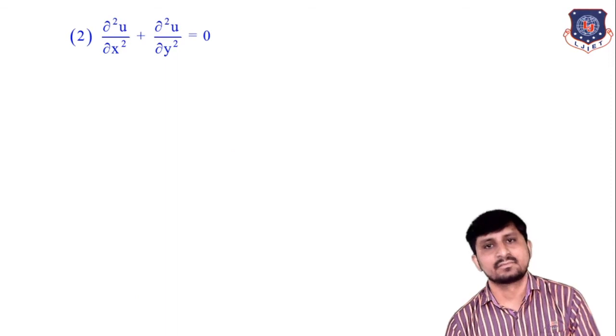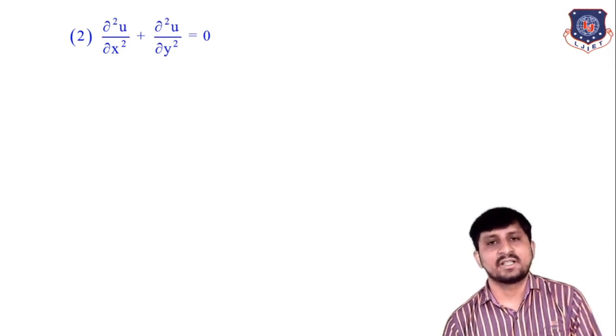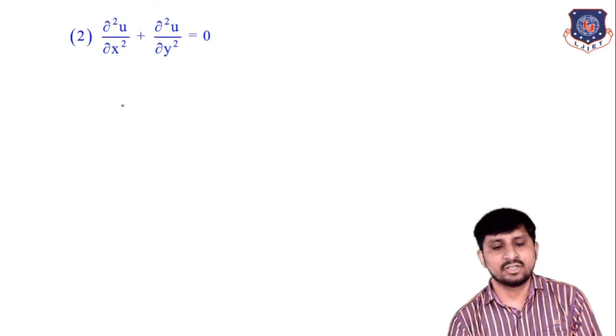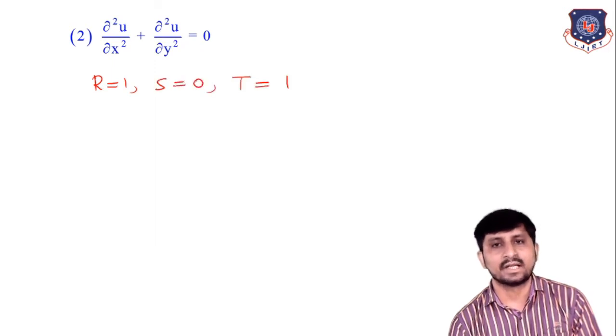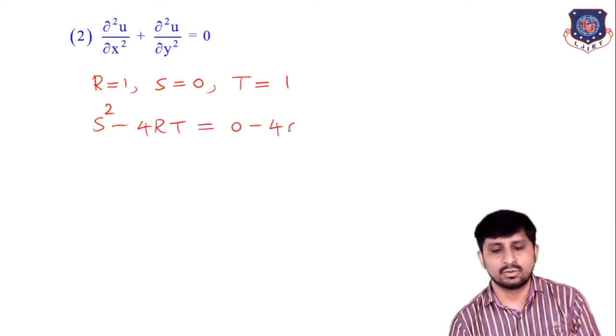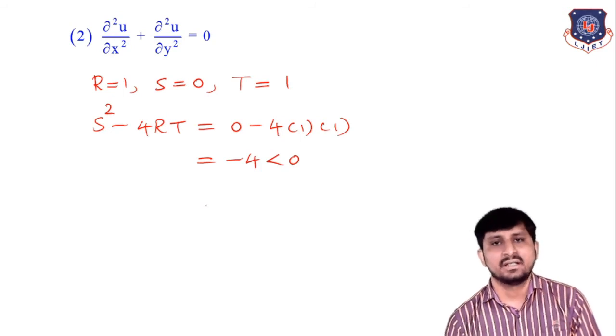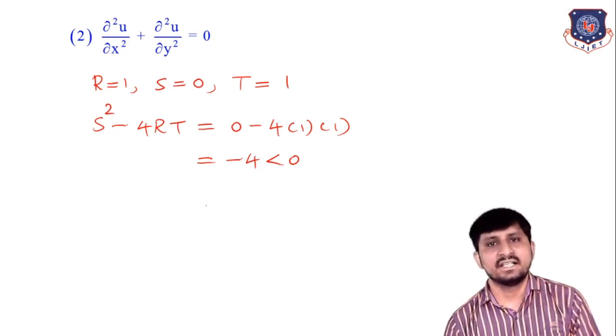Next example. Del square u by del x square plus del square u by del y square is equal to 0. So clearly you can understand that here r is equal to 1, s is equal to 0 and capital T is equal to 1. So what is s square minus 4rt? The value of s square minus 4rt is equal to 0 minus 4 into 1 into 1. So that's why this is minus 4, less than 0. So you can easily understand that the given partial differential equation is elliptic.